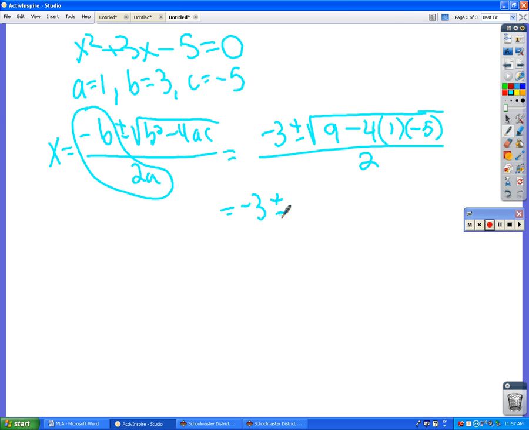So now we need to simplify underneath the square root. I'm going to do this part over here first. I'm going to leave the 9 the same, and I'm going to do my multiplication first. What is negative 4 times 1 times negative 5? Positive 20. And the reason why it's positive is because this negative times this negative makes a positive. And the reason why it's 20 is because 4 times 1 times 5 is 20. And that's still over 2.